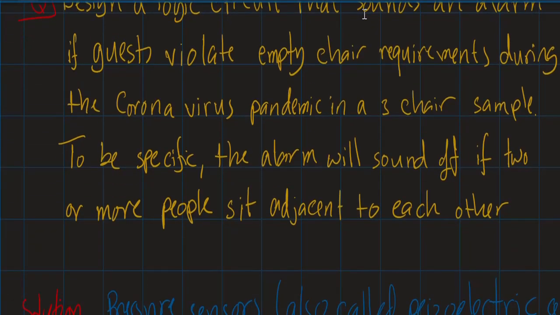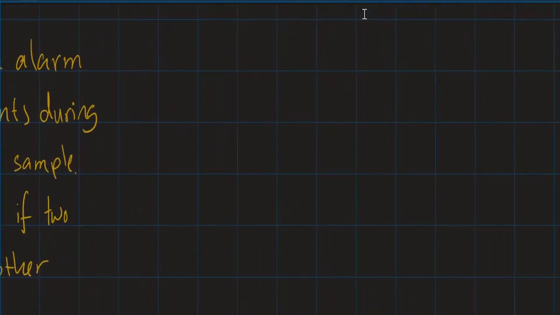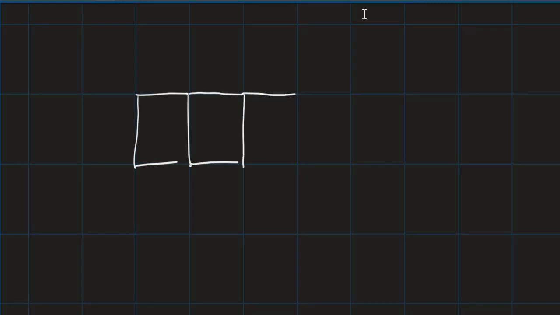So to summarize the problem, I have here 3 chairs. This is what's written in the statement. So I have 3 chairs. This is chair number 1, and this is chair number 2, and this is chair number 3. I will call them A, B, and C.